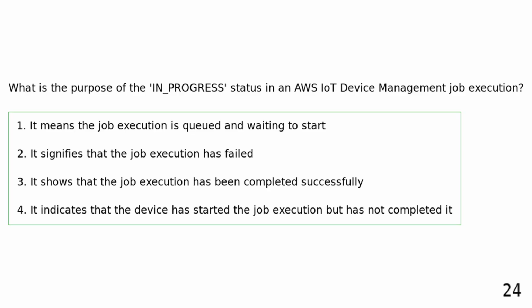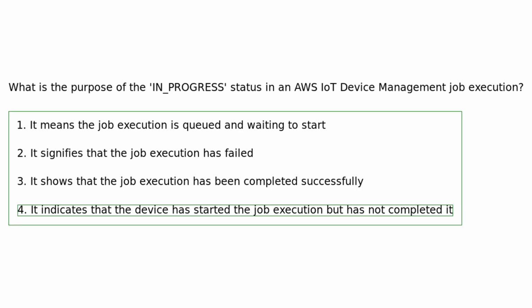What is the purpose of the IN_progress status in an AWS IoT Device Management job execution? It means the job execution is queued and waiting to start. It signifies that the job execution has failed. It shows that the job execution has been completed successfully. It indicates that the device has started the job execution but has not completed it.